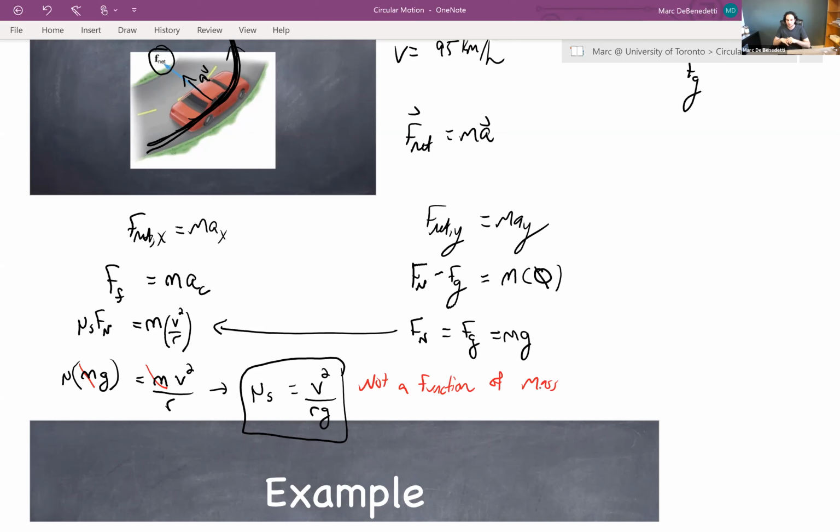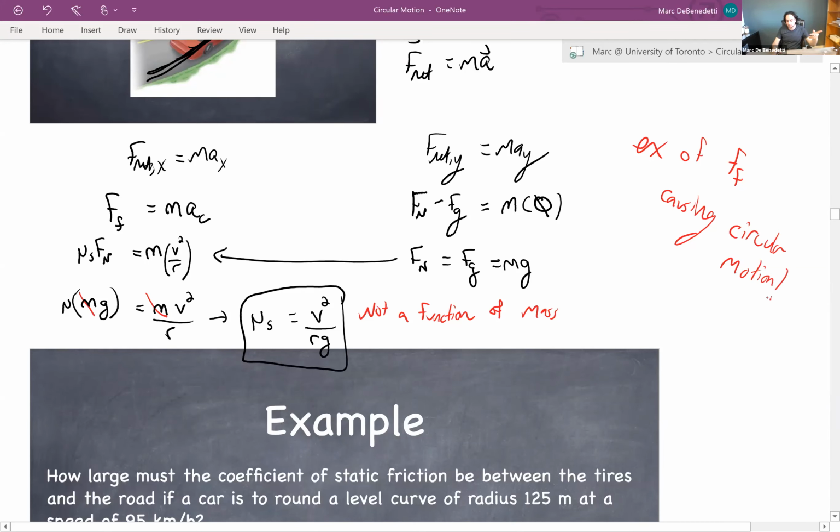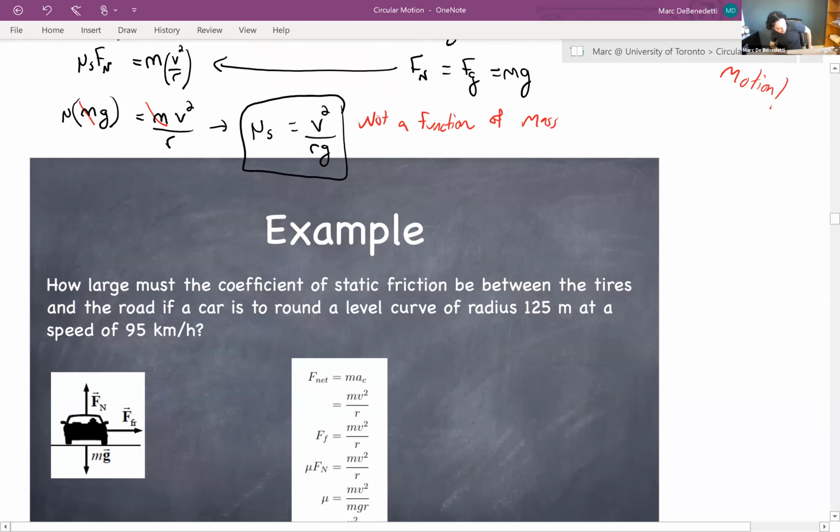So if you're driving a bigger vehicle, like let's say an SUV or a pickup truck, don't think you're safer on the road because you're in a heavier vehicle, right? The physics explains that you're not. I should also say that this is an example of the force of friction causing circular motion. So we've seen tension cause circular motion. We've seen friction cause circular motion. There's the solution there.